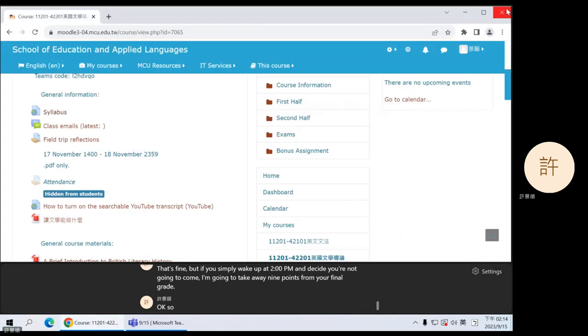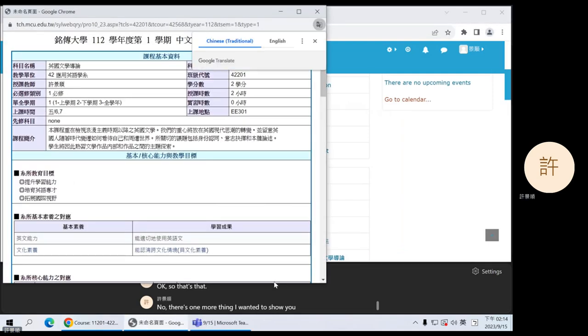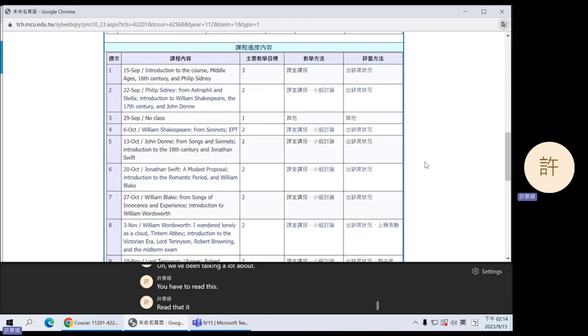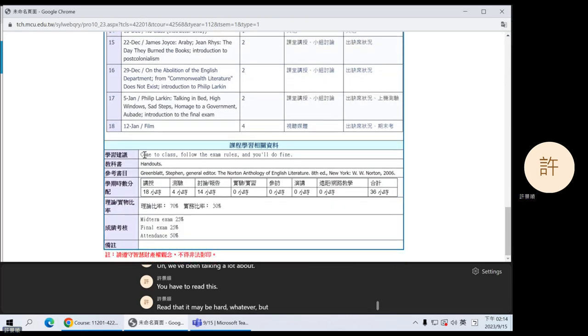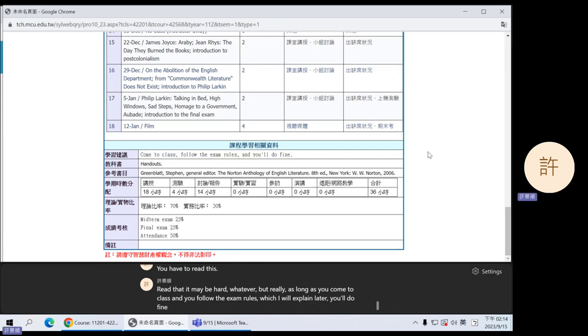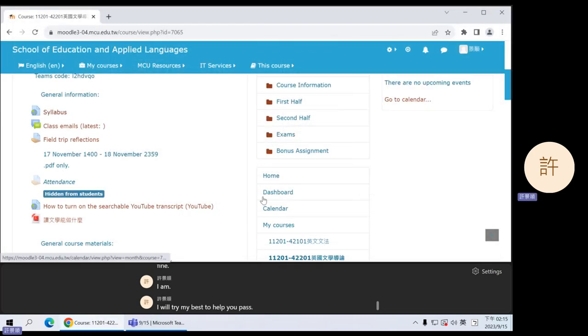Okay, so that's that. No, there's one more thing I wanted to show you. We've been talking a lot about you have to read this, read that, it may be hard, whatever, but really, as long as you come to class and you follow the exam rules, which I will explain later, you'll do fine. I will try my best to help you pass. And if you don't pass, we're going to see each other next year.